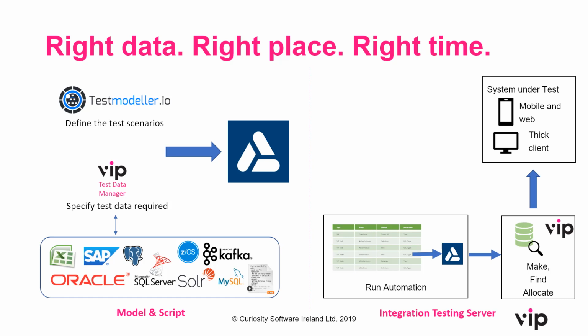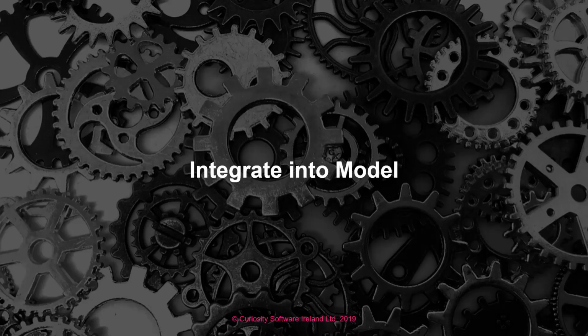This means that when the automation is running against the system under test, you will have the right data in the right place at the right time to support this automation. So let's jump in and start integrating data allocation into our models.